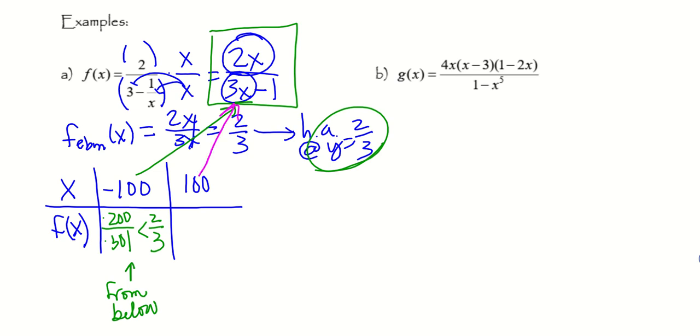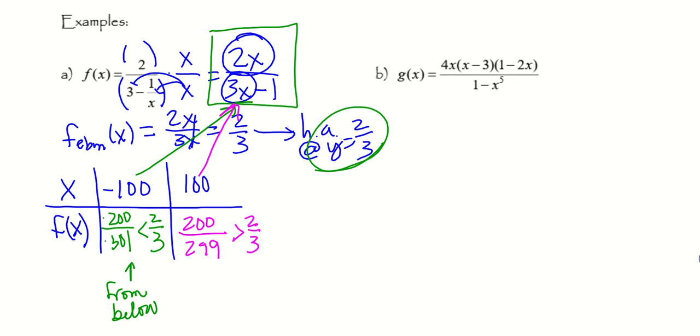so we're going to take 100 and plug it in for x in our reduced form, we get 2 times 100, which is 200, over 3 times 100, which is 300 minus 1, which is 299. So again, if we were to divide 200 by 300, we would get exactly 2/3. If we divide 200 by something smaller than 300, we actually get a number that's bigger than 2/3.